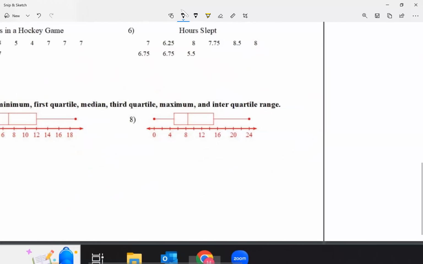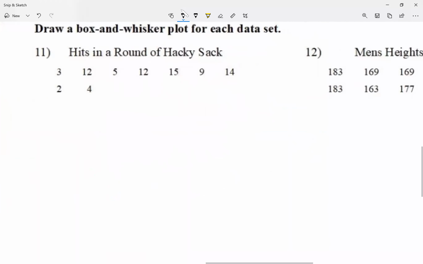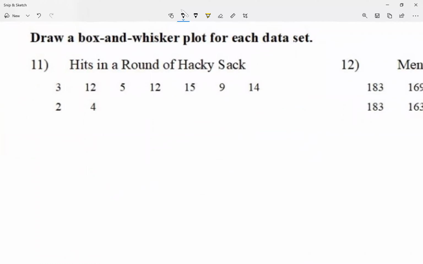Okay. Now let's move on today. Let's take a look at number 11. Okay, so let me draw a box and whisker plot for each data set. What I'm going to do, let me put my numbers in order here. So I'm going to write them in order: 2, 3, 4, 5, 9, 12, 12, 14, and 15.